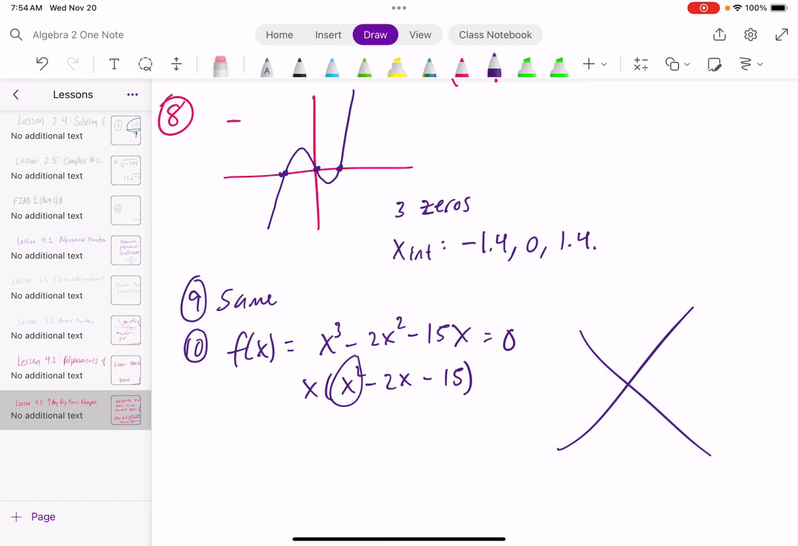Next, I'm going to have a times c up here, b down here. A and c, remember this is your a value. This is 1. This is your c value, which is -15. So then this is your b. 3 and 5 come to mind. Has to be -2.